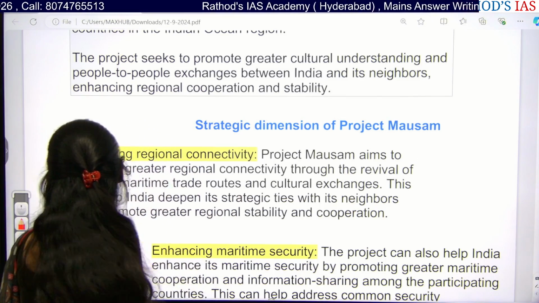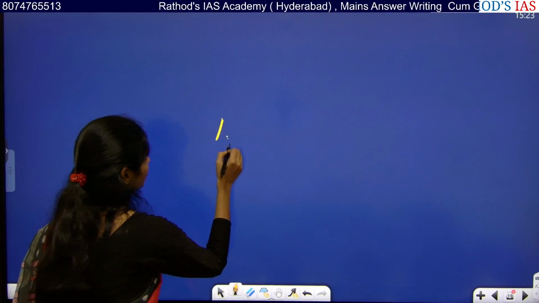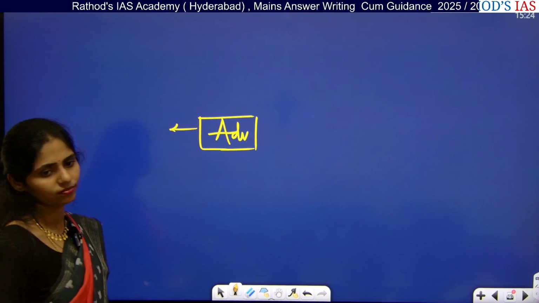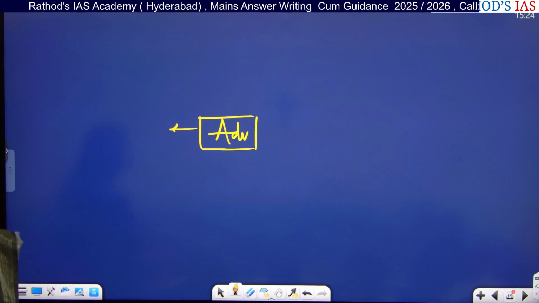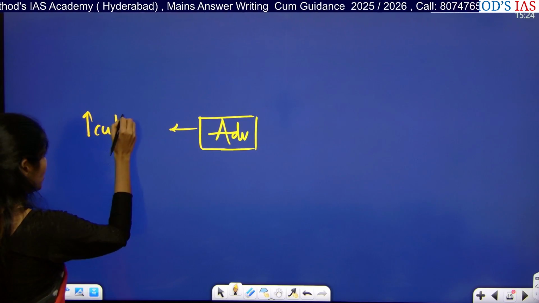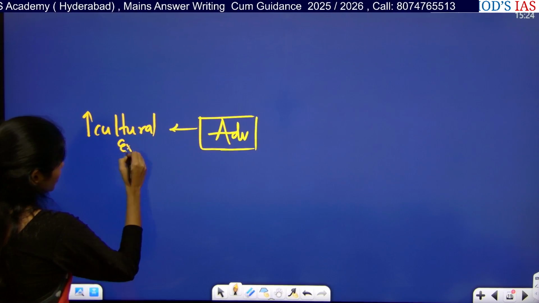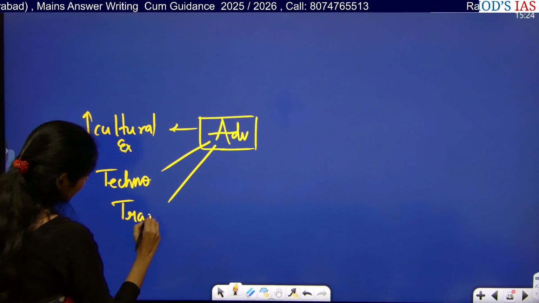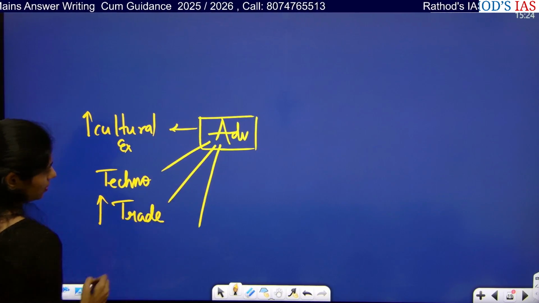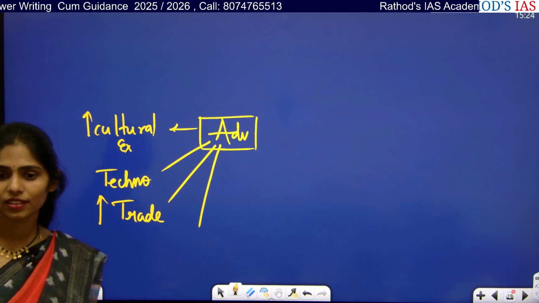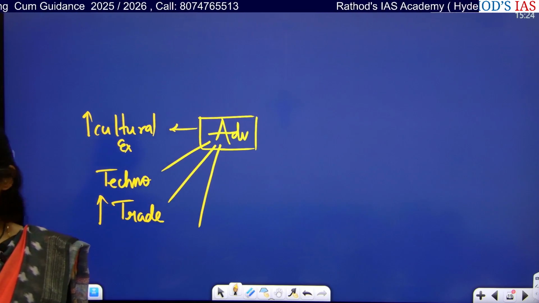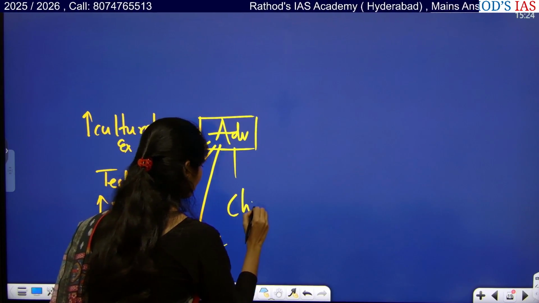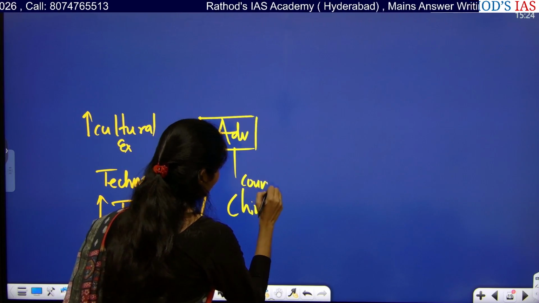Tell me now, what are the advantages? Tell me the advantages of this project Mausam, one by one, fast. Yes, we can improve cultural exchange. Next. Yes, we can improve technology. Next. Yes, very good. We can increase trade. Next. Yes, we can get investments. Next. We can counter China. Next. Fast.